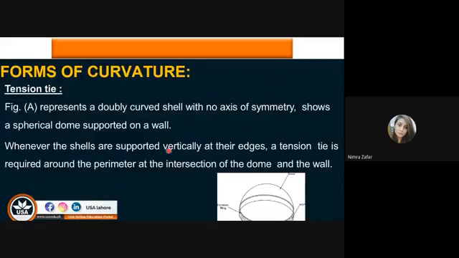Tension tie. So the figure given below represents a doubly curved shell with no axis of symmetry. It shows a spherical dome supported on a wall. Whenever the shells are supported vertically at their edges, a tension tie is required around the perimeter at the intersection of the dome and the wall. So this is a wall and this is a dome. We have supported this dome on the wall and we have a tension tie to basically connect the dome with the wall.